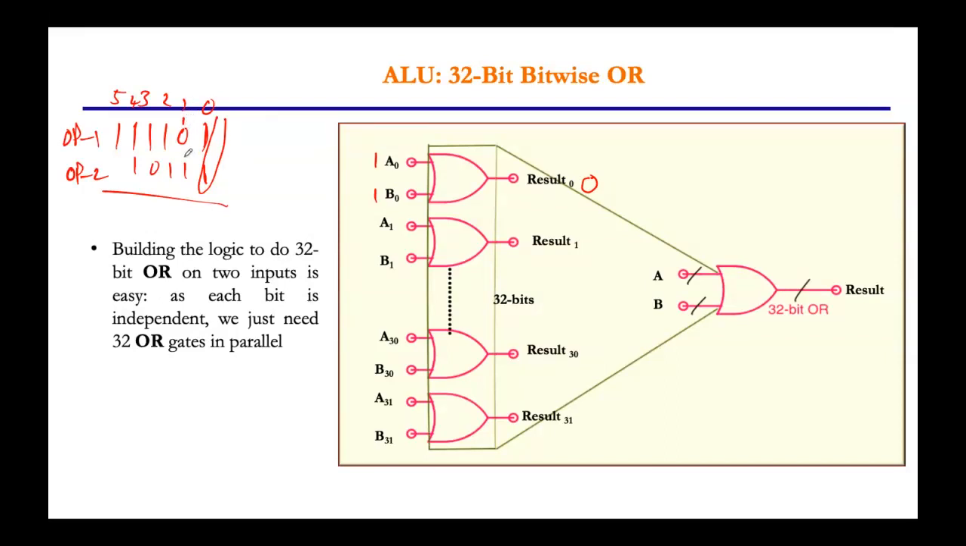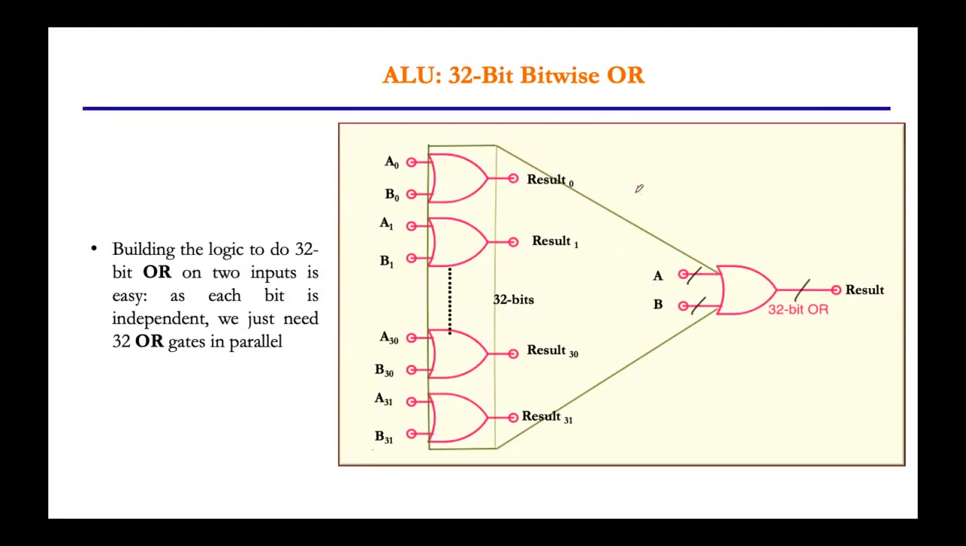So now again these bit positions are given. The next bit position, 1, will be given here, 2 will be given here, 3 will be given here, and so it continues up to the 30th bit position given here, and the 31st bit position will be given here, and this builds the 32 bitwise operation. So building the logic gate for a 32-bit OR on 2 inputs is easy, as each bit is independent and we just need 32 OR gates in parallel.